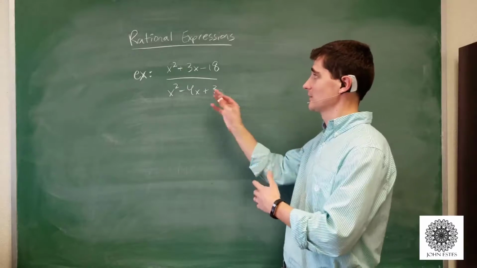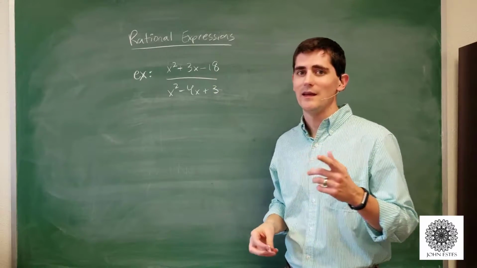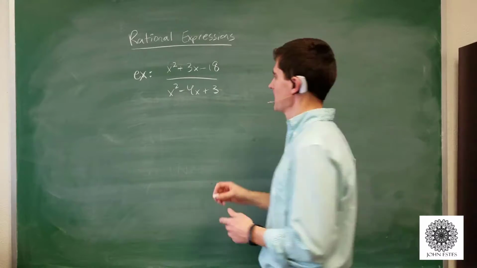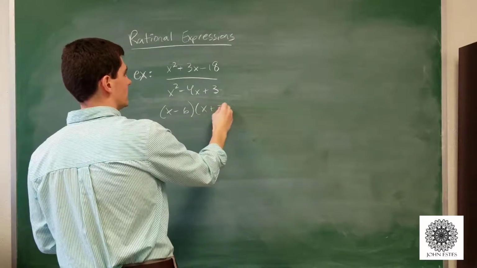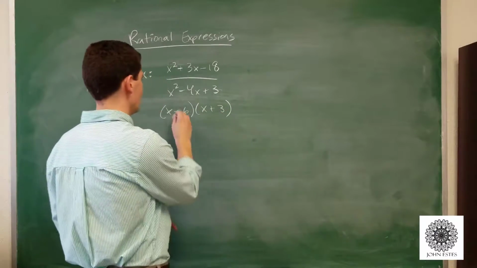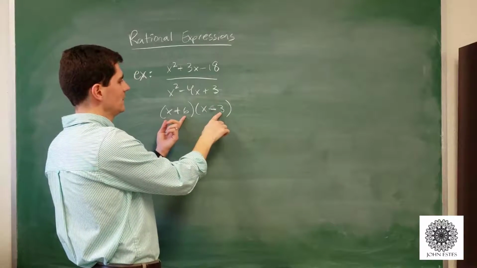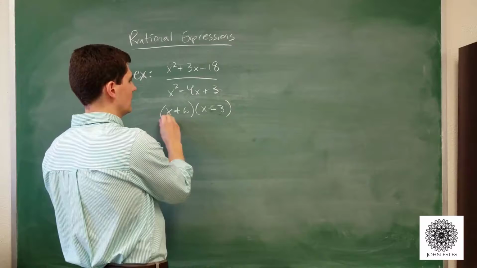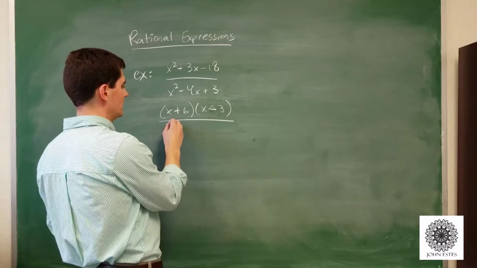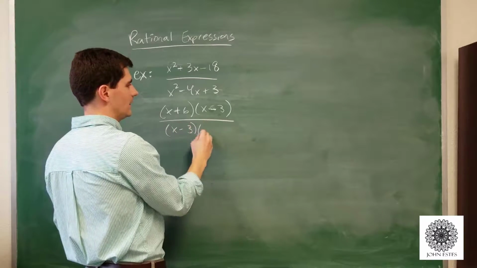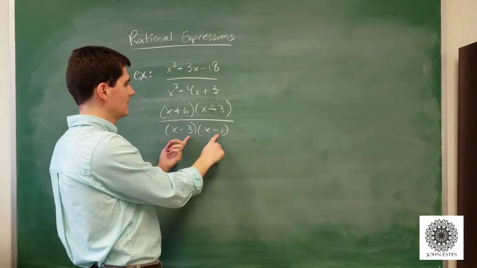Let's take a look. If I try to factor this numerator, I need two things that multiply to give me negative 18 and add to give me positive 3. I think that would be a negative 6 and a positive 3. That's not right. It's actually a positive 6 and a negative 3. Multiply to give me negative 18, add to give me positive 3. And the denominator, I need two things to multiply to give me 3, add to give me negative 4. How about negative 3 and negative 1? Multiply to give me positive 3, add to give me negative 4.